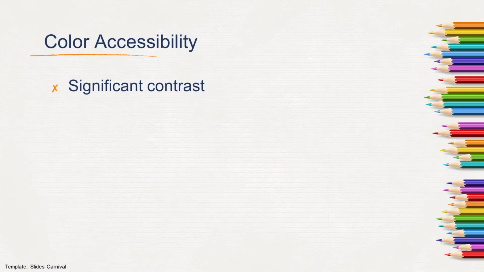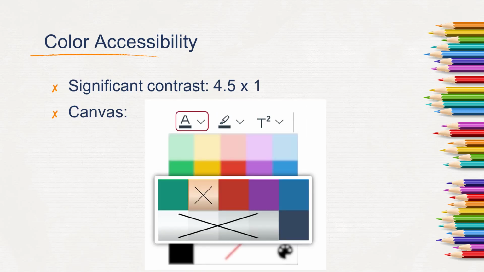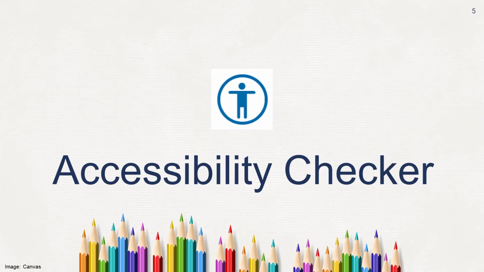According to WCAG guidelines, text and background colors must have a significant contrast of at least 4.5 to 1. With the colors offered by Canvas, you're pretty much limited to the colors in the third row of the color options, with the exception of this orange in the middle, that meet this contrast guideline. However, Canvas's accessibility checker provides a bit of a workaround to help expand your color options.